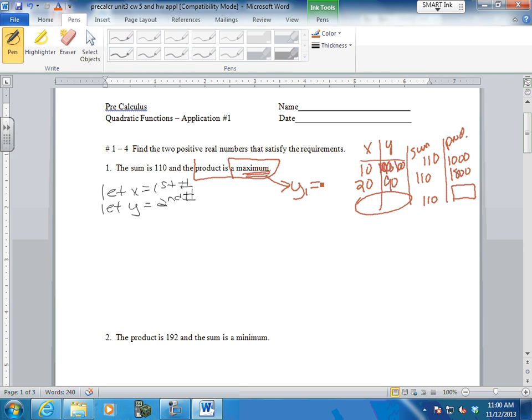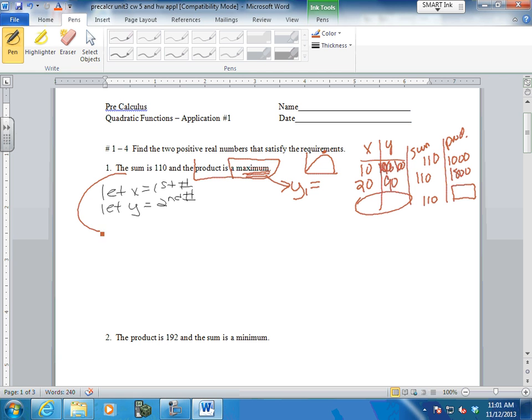Is this parabola going to open up or down? Down, because I want a maximum, right? I want a maximum, so it's got to go like this. I want two positive real numbers. So what quadrant am I going to be in? First. Good. All right, so let's keep that in mind.